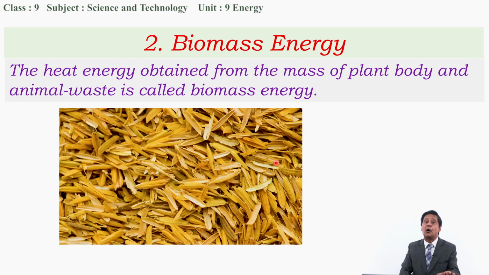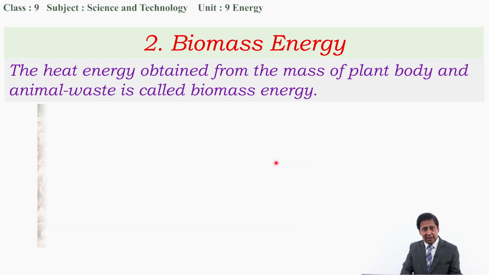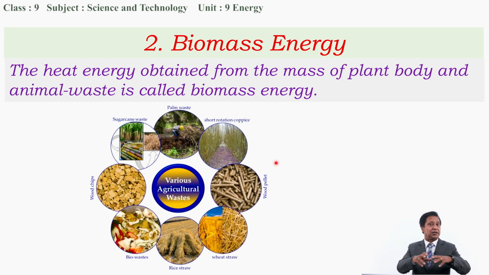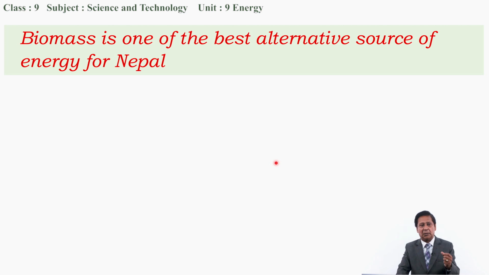In the same way, the husk of rice is also biomass, and the husk of maize is another biomass, and the shell of coconut is also biomass. And there are many agricultural wastes which can be dried and used to get heat energy. When they burn, they supply heat energy. This way we can say that these are biomass. Besides this, animal dung is one of the very good biomass which can be used to get biogas. That's why these biomasses can be used in making briquette and biogas, which may be the best alternative source for Nepal.